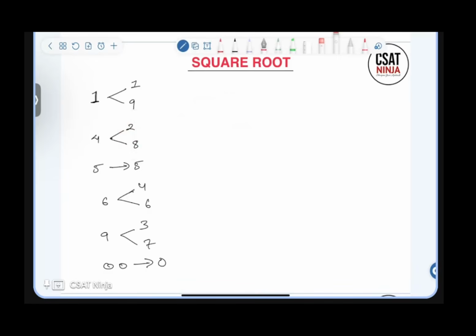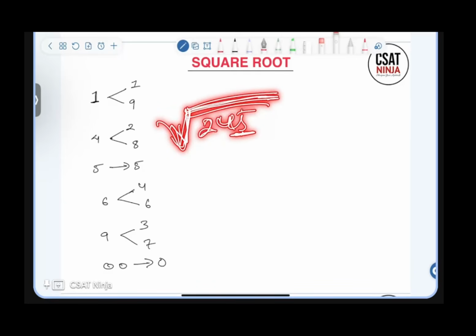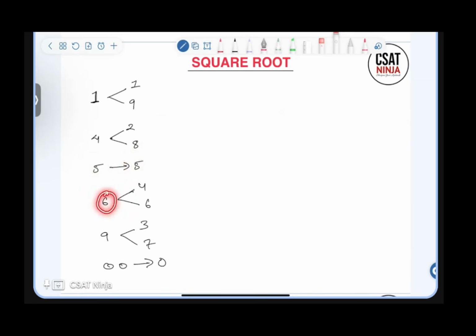And again, if a number is 245, the number here is ending by 5, that means the square root of 245 will have a unit digit of 5. Why? Because 5 means 5 there. Or if a number is ending by 6, then the square root of that number will either have 4 or 6 in its unit place. And if a number is ending by 9, then the unit digit of its square root will either be 3 or 7.